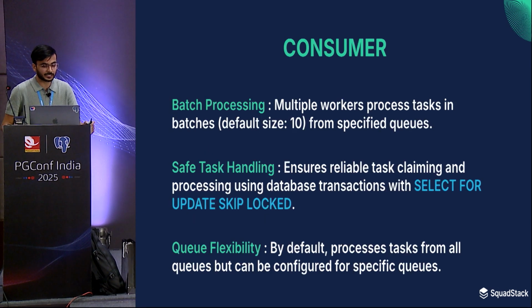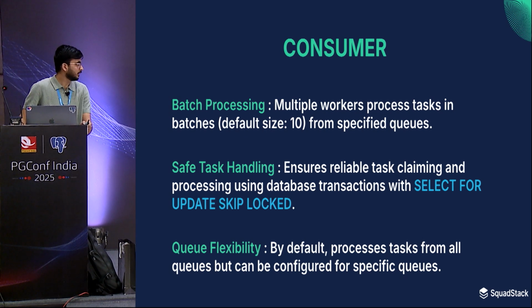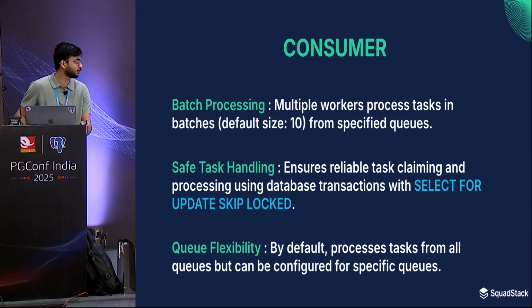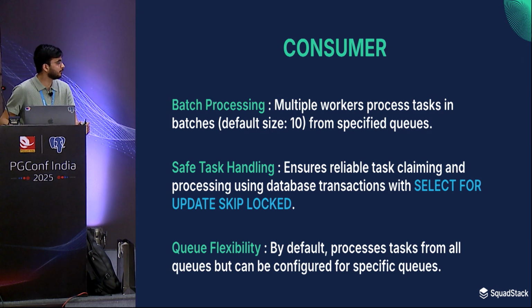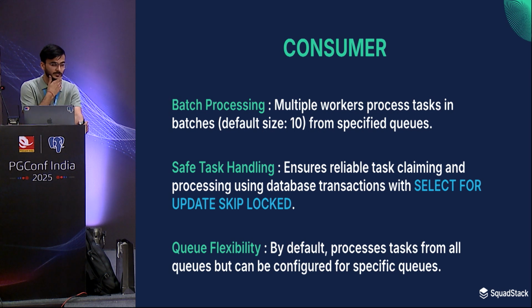Now we have the second thing, the consumer, that fetches tasks from the DB and processes them. That's the thing we explained. One more thing in a consumer is queue flexibility. Like if I want to consume all queues, I can do that. And if I want to consume specific queues, I can do that by giving a parameter. There's a specific issue we faced, so I'll explain that in the issues section related to this.